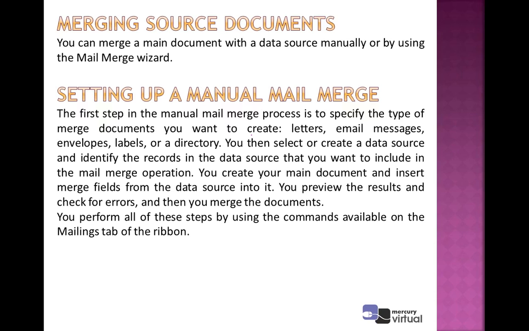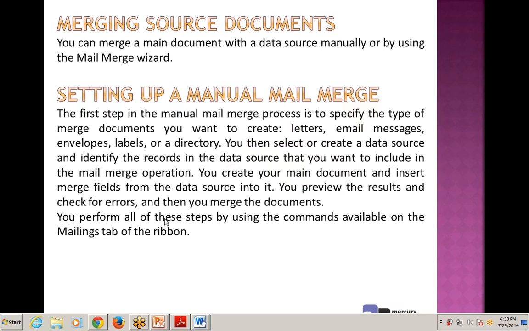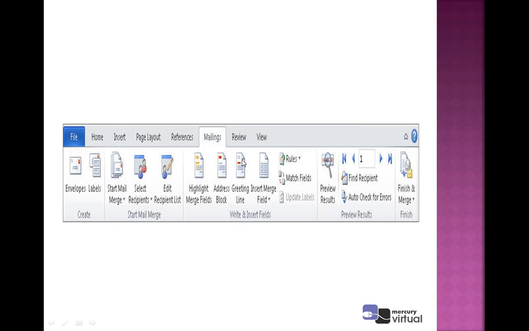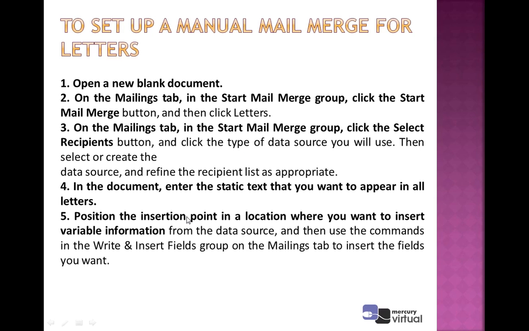So this is the first step. Then the second step is this one. This is your third step, this is your fourth step, and this is your fifth step. So these are the 5 steps that are available. You perform all these steps by using the commands available on the mailing tab of the ribbon. This is the mailing tab. You can use either envelopes, labels, and so on.